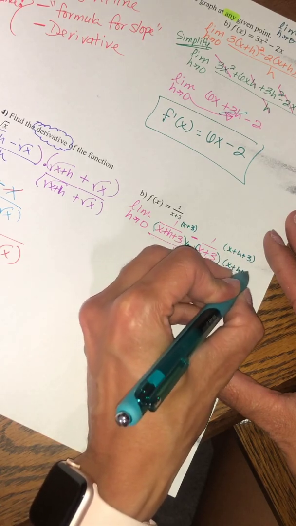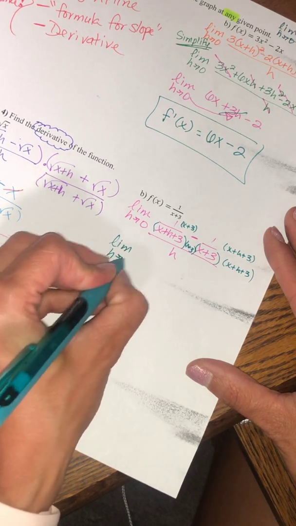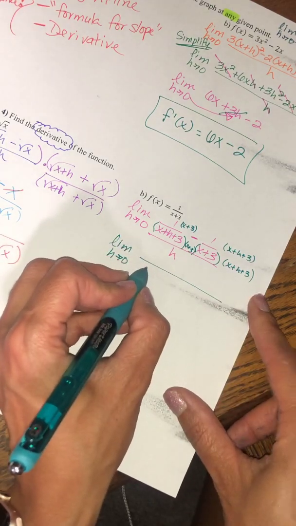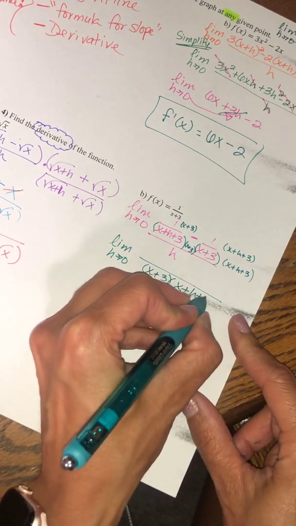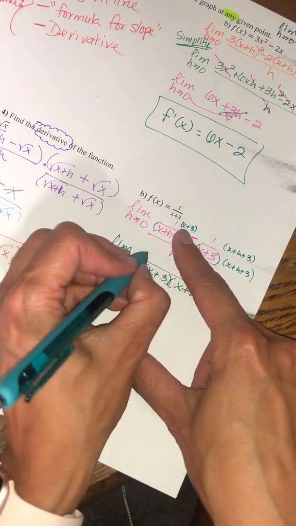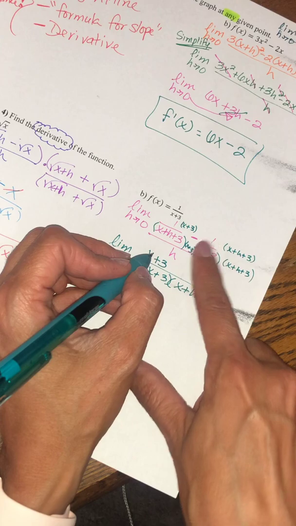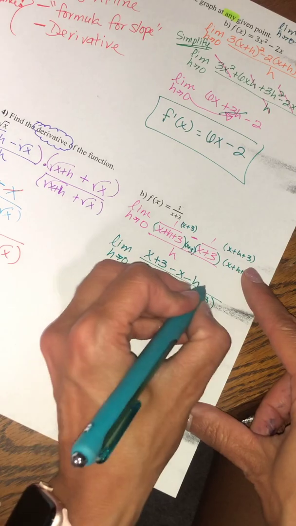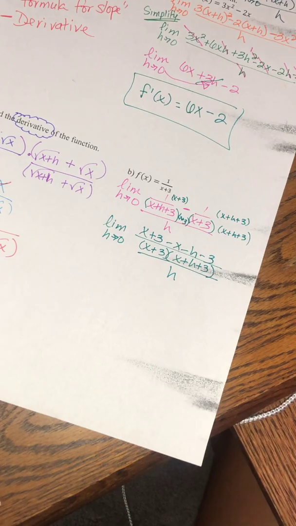Okay. So I'm going to have the limit as h approaches 0 of my common denominator, x plus 3 and x plus h plus 3. The numerator is going to have an x plus 3 minus the quantity x plus h plus 3. So minus x, and then minus h, and then minus 3, because you got to distribute that negative. And remember, this is all over h. So it still looks kind of messy, but it's okay.